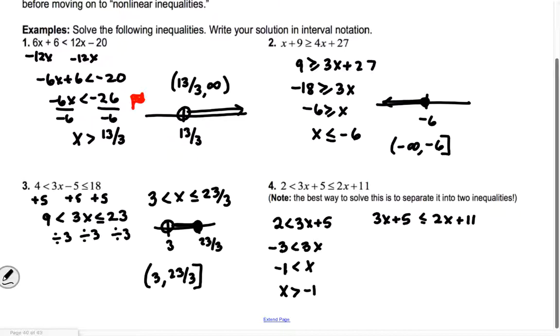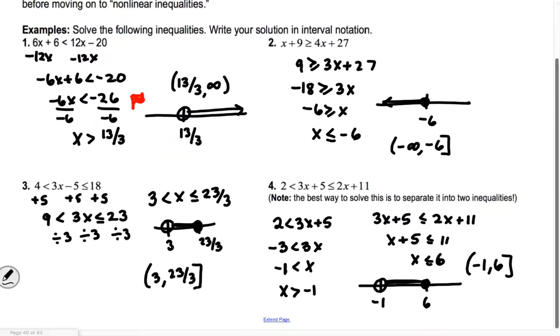All right, and then this one, I'm going to subtract the 2x, so I have x plus 5 is less than or equal to 11. I have x is less than or equal to 6. So when I put this on my number line, I'm saying x is greater than negative 1, but also less than or equal to 6, and we need both things to be true. This is called a compound inequality, so it's like an "and" statement: this is true and this is also true. So our answer would be -1 to 6 with a bracket.